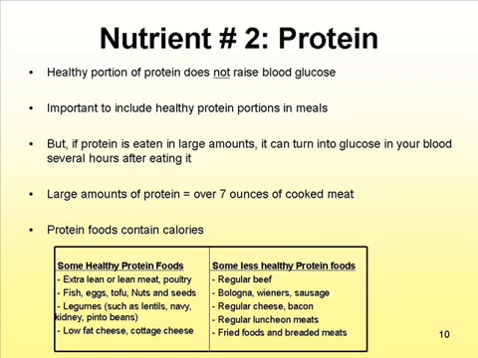Protein does contain calories, so you need to watch your portion size because too much protein will also lead to increased body weight. Some healthy protein foods include extra lean or lean meat, poultry, fish, eggs, tofu, nuts and seeds, legumes such as lentils, navy, kidney, and pinto beans, low-fat cheese, and low-fat cottage cheese. Some less healthy protein foods include regular beef, bologna, wieners, sausages, regular cheese, bacon, regular luncheon meats, fried foods, and breaded meats. It's just important to remember that a healthy portion of protein does not raise your blood glucose.